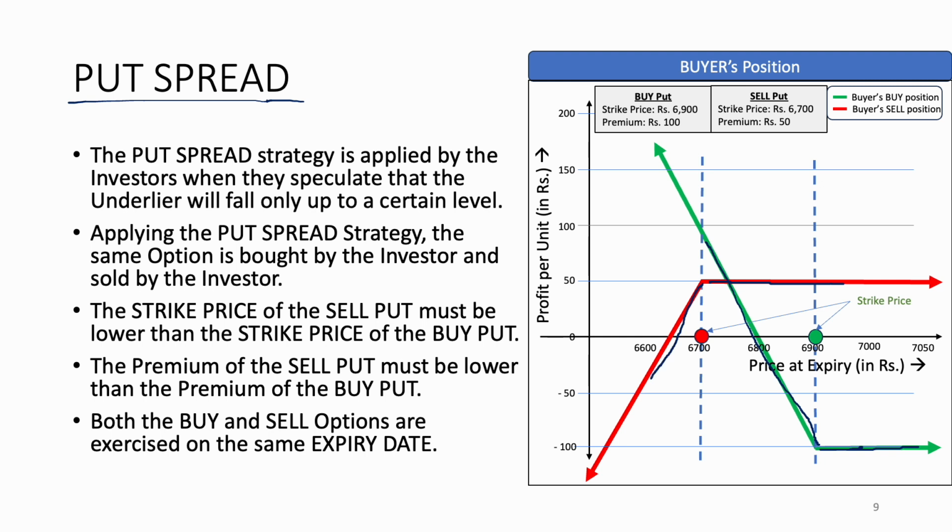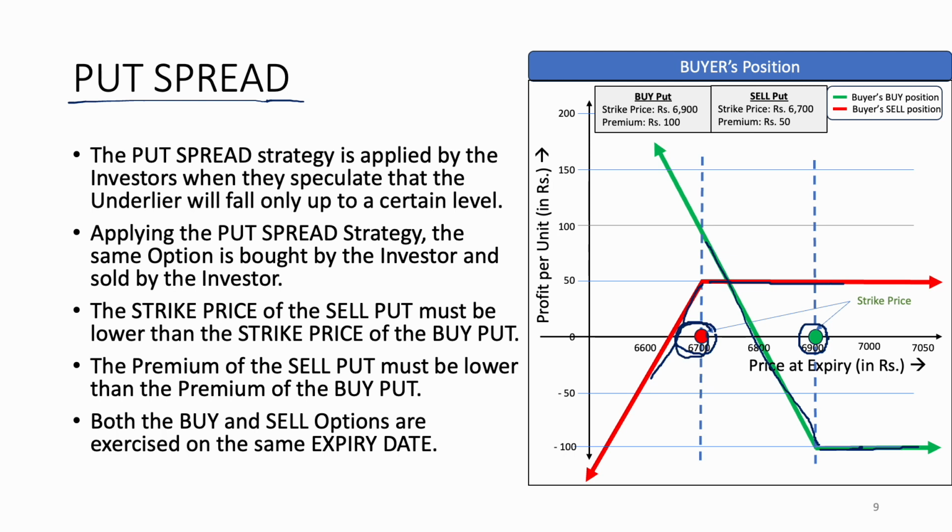Now in a put spread, we will have to purchase a put option and we will also have to sell a put option. The strike price of the put option which will be bought is going to be greater than the strike price of the put option which will be sold. This is important. This is the first condition.